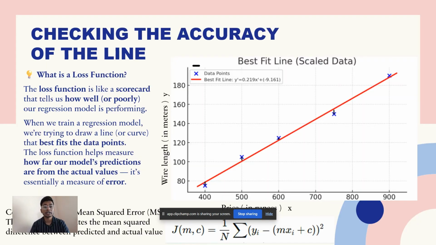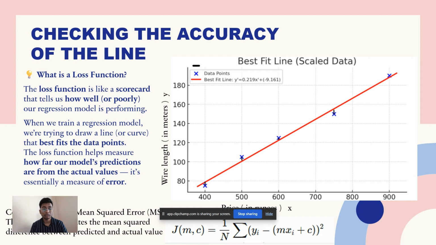So now let's check the accuracy of the line and see the concept of loss function. Here we can see the line is not accurately passing through all the points. Here's the condition where the loss function comes into play. The loss function is like a scorecard that tells us how well or poorly our regression model is performing. When we train a regression model, we are trying to draw a line or curve that best fits the data points. The loss function measures how far our model's predictions are from the actual values. It's essentially a measure of error.